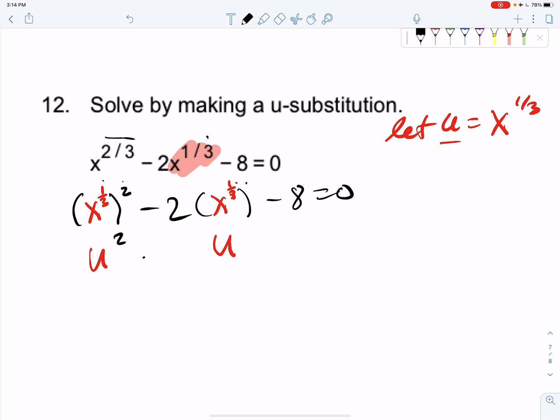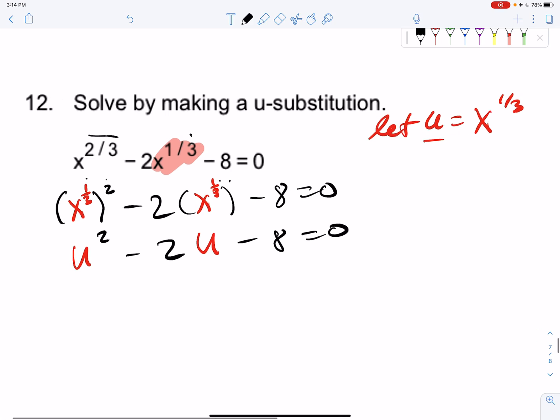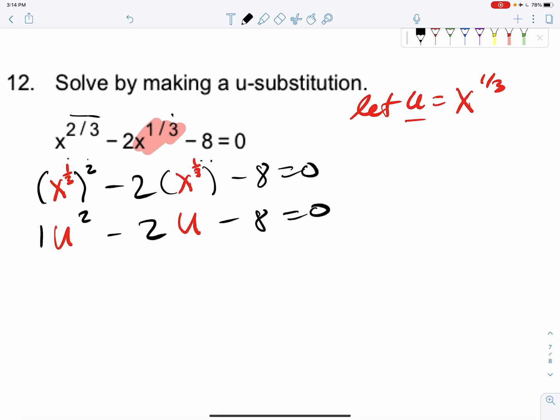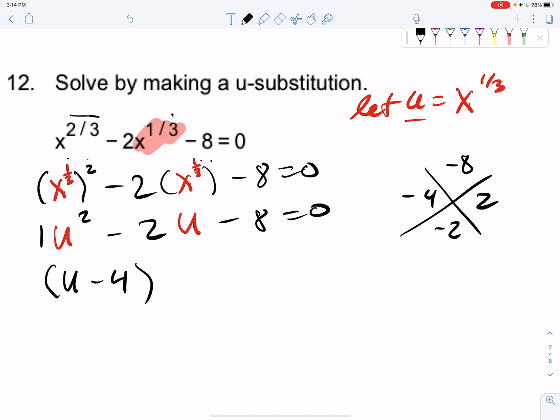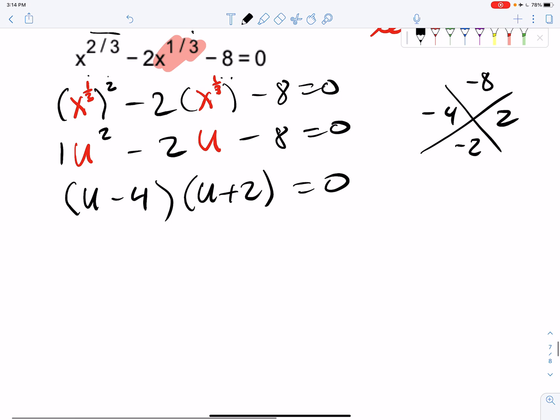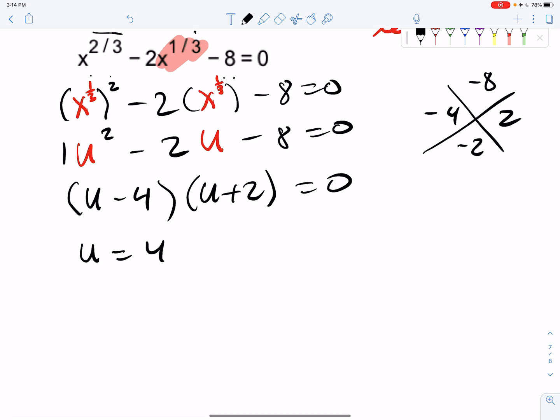And so I get u squared minus 2u minus 8 equals 0. And hey, this is actually looking really good. What multiplies to -8 and will add to -2? And I'm thinking, how about -4 times 2? So this factors down in a nice easy way: u minus 4 times the quantity u plus 2. Set each factor to 0 and you get u equals 4, or u equals -2.